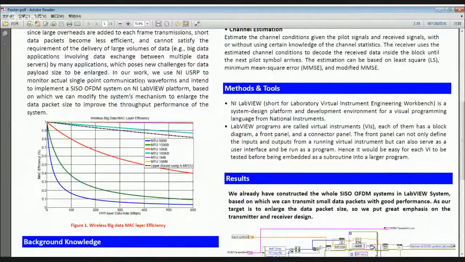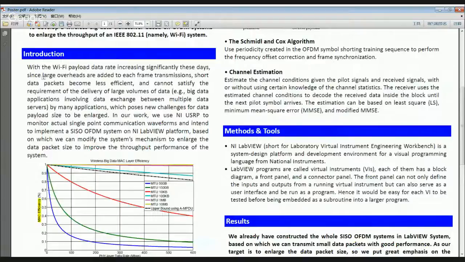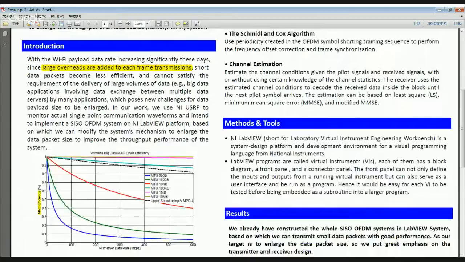As we can see from this diagram, as the data rate is increasing, we can see that the MAC layer efficiency is decreasing accordingly. This is because large overheads are added to each frame transmission. So if the data rate is increasing, short data packets may become less efficient, and in this case, it cannot satisfy the requirement of delivering a large volume of data.